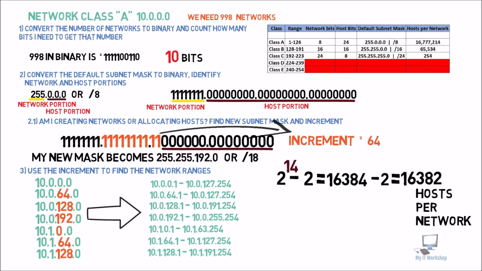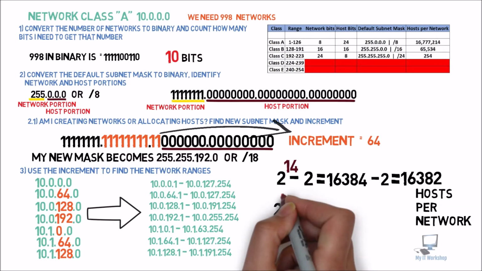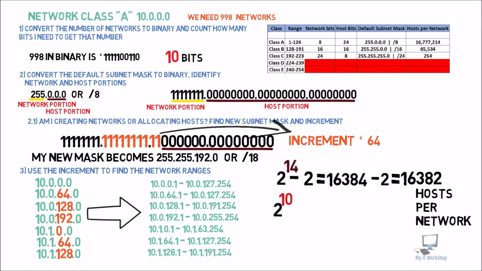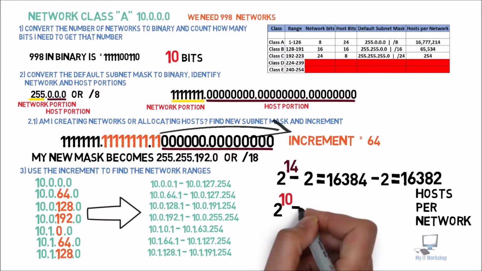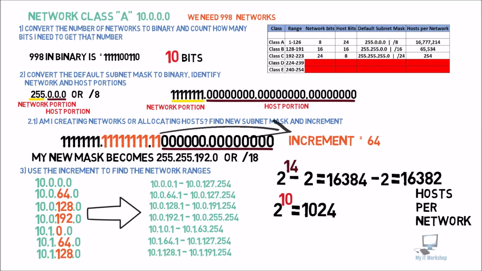Okay, so we continue now to calculate how many networks we are going to have with the 10 bits we found in the first step. So 2 to the power of 10 is going to be 1024. So we have 1024 networks that we can find. So we can continue. The next one would be 10.1.192.0 and so on and so forth.